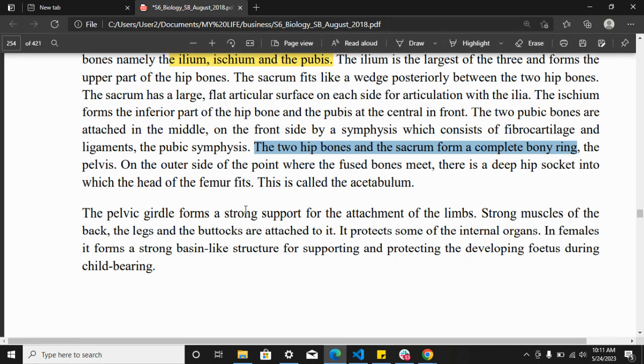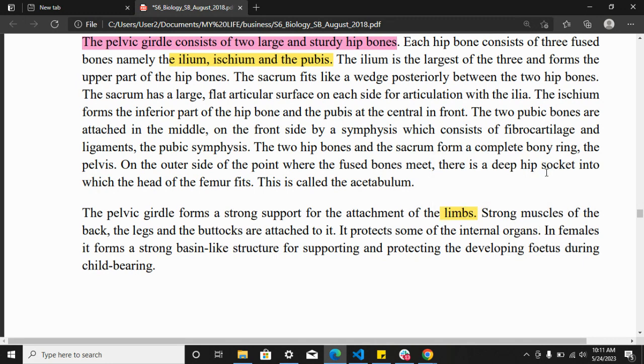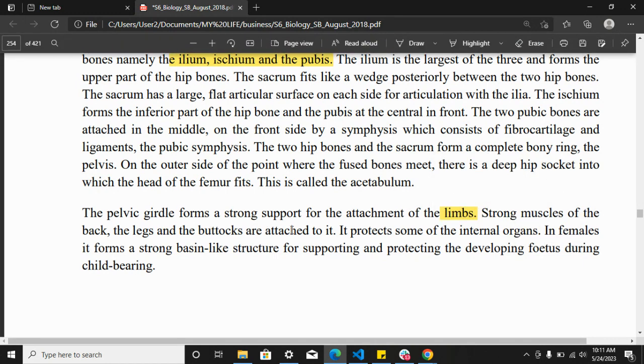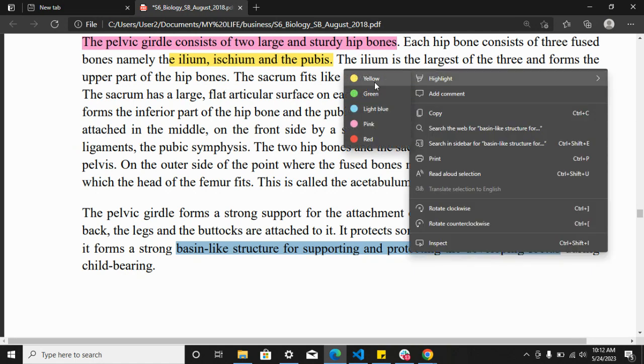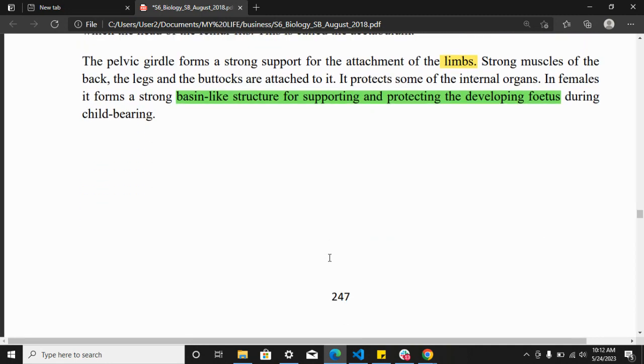So rero the pelvic girdle forms a strong support for the attachment of the limbs. Limbs nyine ubwo turi kuvuga amaguru, if you can say it that way. So strong muscles of the back, the legs and the buttocks are attached to it. Ama muscles akomeye aturuka kuri leg, buttocks ndetse na back mu mugongo yose ari attached kuri pelvic girdle, sibyo? So it protects some of the internal organs, biri hasi mu kiziba cy'inda. Noneho for females iratanga a strong basin like structure for supporting and protecting the developing fetus, sibyo? Nuvuga ngo ukuntu imeze irafasha umwana abasha gukurira, maybe like providing your space.